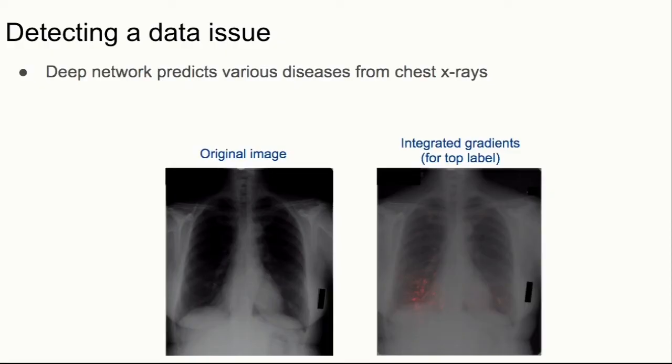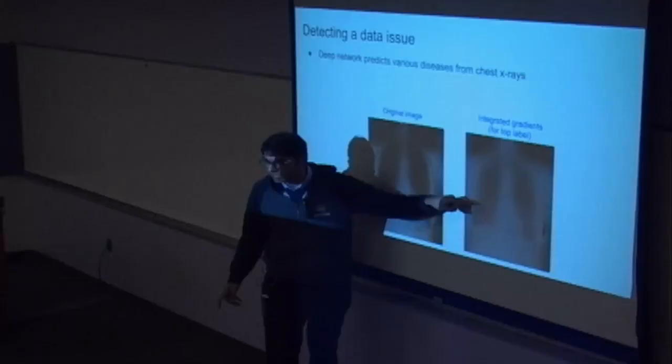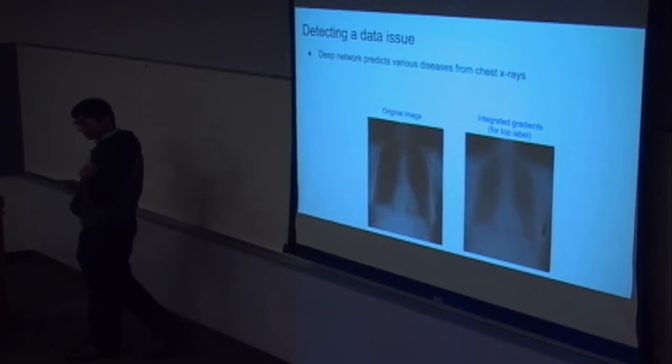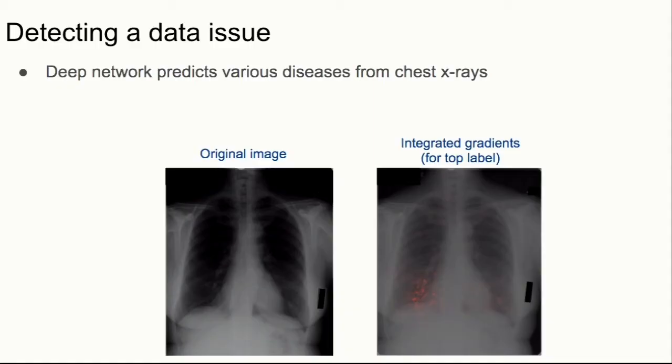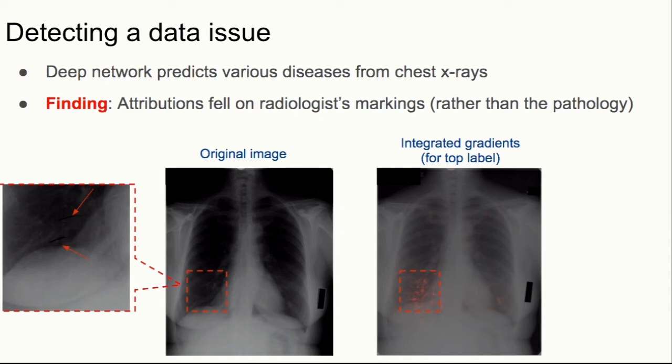Here's another one. Chest X-ray, they're predicting cancer. I don't know if you can see, this is integrated gradients for the top label, which is, I think, cancer. It's pointing to this area over here. So we were excited. We showed this image to a radiologist and asked, what do you think is being pointed out here? Is this a recognizable feature? The radiologist zoomed in and said, look, actually there are a couple of pen marks over here. So what the network is actually pointing out is the pen marks.